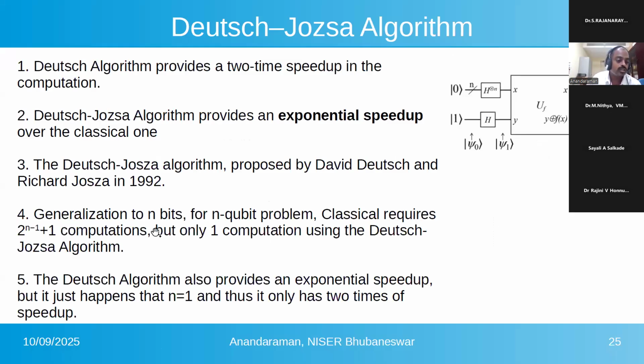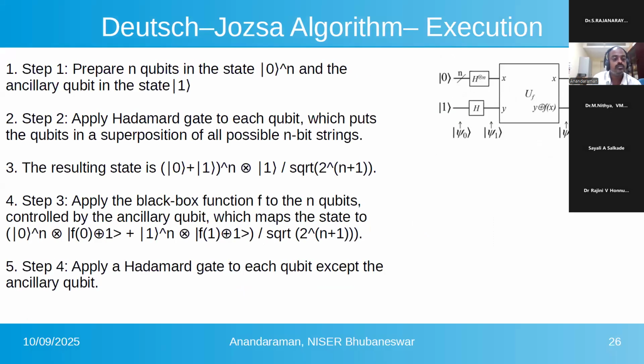Classical requires 2 power n minus 1 plus 1 computation, but only 1 computation is used in the Deutsch algorithm. So prepare the n qubits in the quantum state 0. You initialize all the qubits into 0 state, and this ancillary bit you initialize to 1. Then you apply Hadamard for all, and here also Hadamard. Then you apply this oracle, then Hadamard, then measurement. If you get the same output, then it is a constant function. If the output is flipped, or if the phase is flipped, then it is called a balanced function. So in one query, it can tell irrespective of the number of quantum gates.